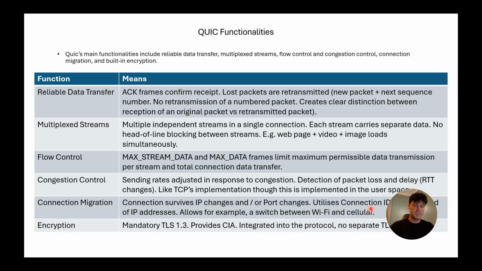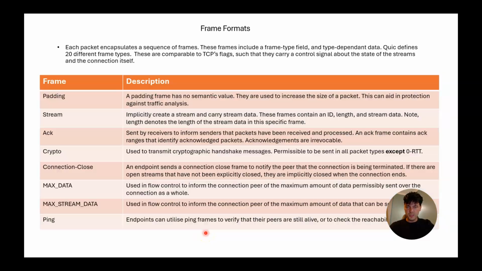So the client will decide the server's connection ID number, that'll be the destination ID number, and the server will decide the client's one, which will be the source, I guess, if we're looking at it from our point of view. And then the combination of those two numbers is the connection ID for the session. With encryption, we have the integrated mandatory TLS, and that's going to give us our confidentiality, integrity, and availability.